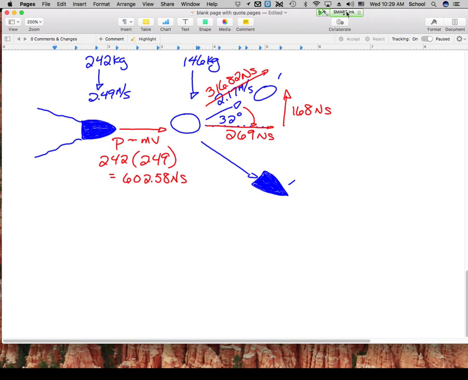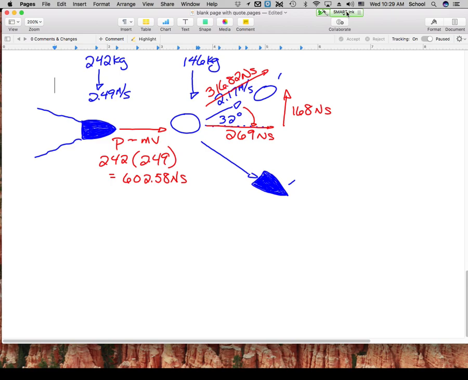Everybody with me so far? So here I took the cosine of 32 times 316 and got 269. Here I took the sine because it's opposite. So it's just cosine, sine. You totally know how to do that, right?